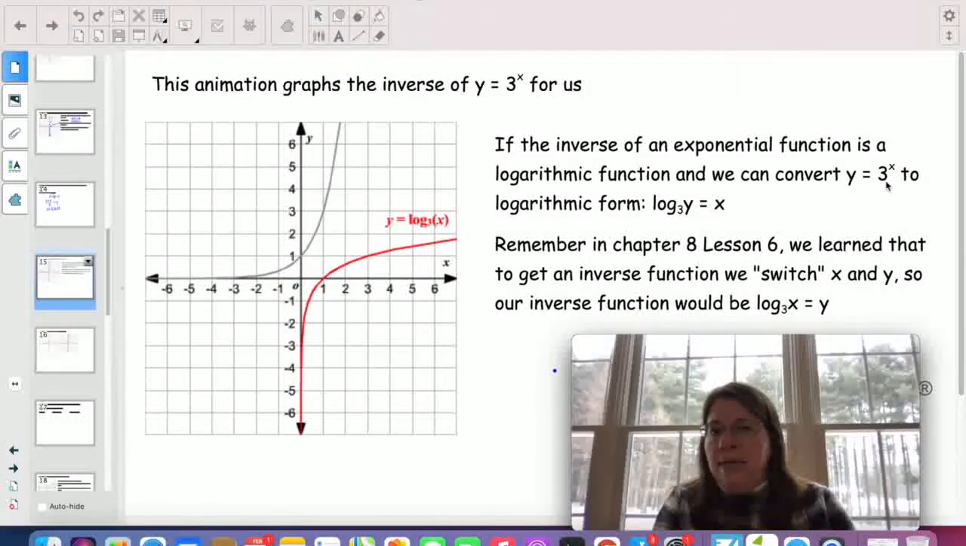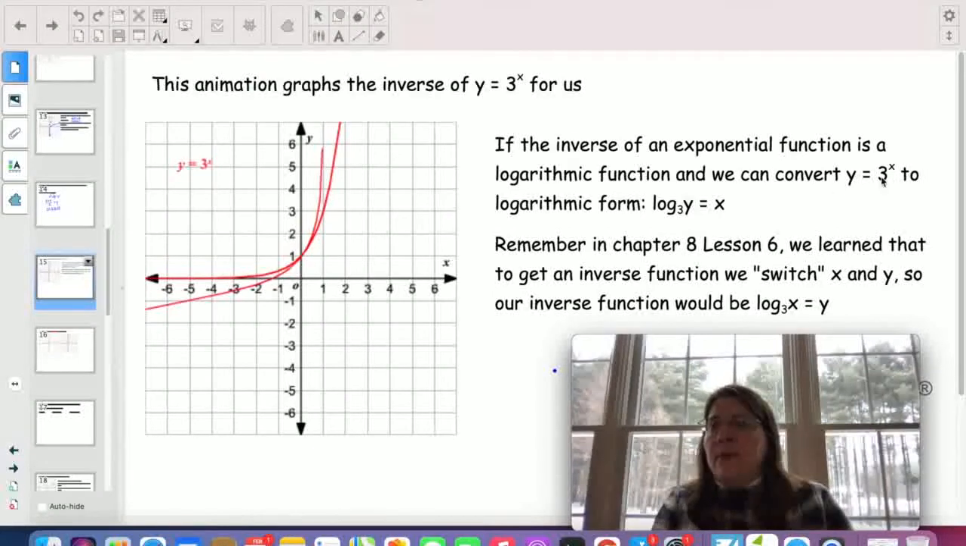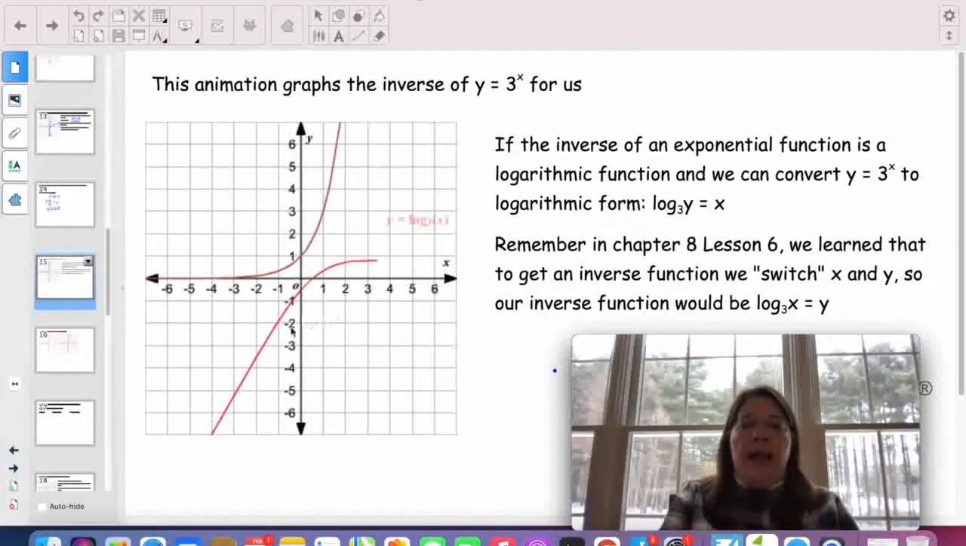Notice the base is 3 here, so the base of the log will be 3. The x is your exponent, so the log will equal the exponent to give us log base 3 of y equals x. Remember in chapter 8, lesson 3, when we were trying to find the inverse of a function, we switched the x and the y. So if we switch x and y of log base 3 of y equals x, we will end up getting log base 3 of x equals y. And that is the graph that is being graphed right here in this animation.